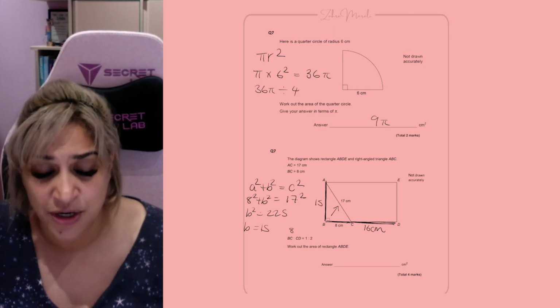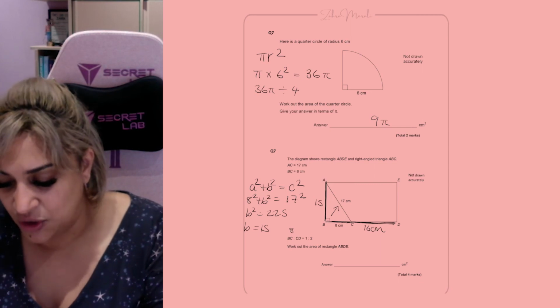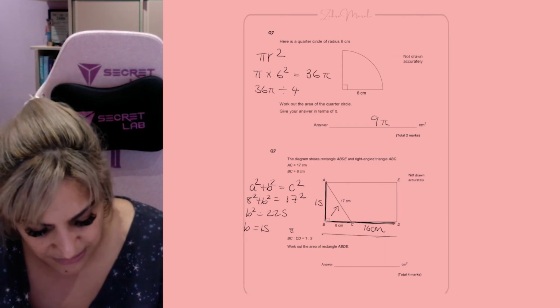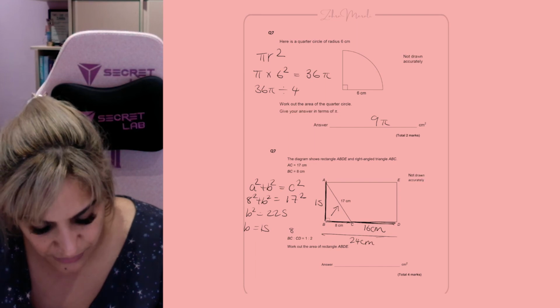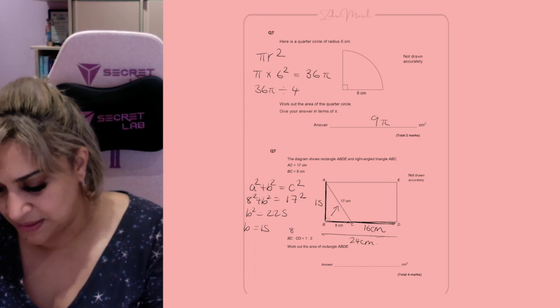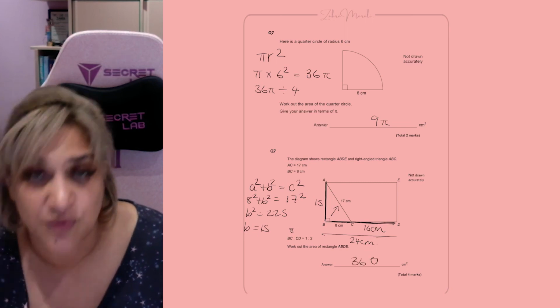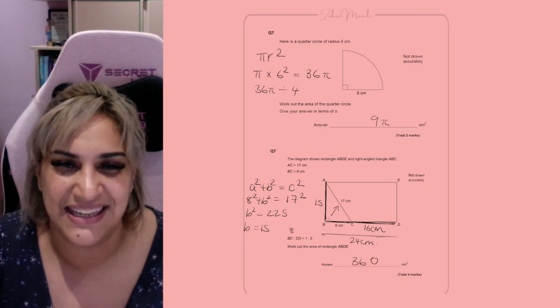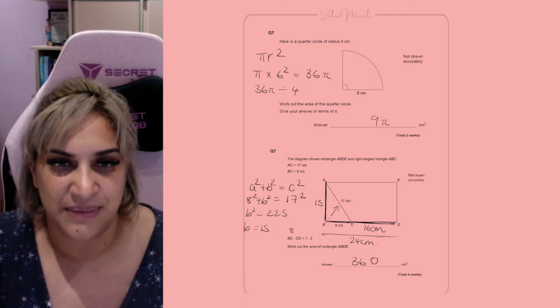So the area of the rectangle: along the bottom we've got 16 plus 8, so this is 24 centimeters, sorry. And we're going to do 24 times 15 to give us 360. All right, so hopefully that makes sense.